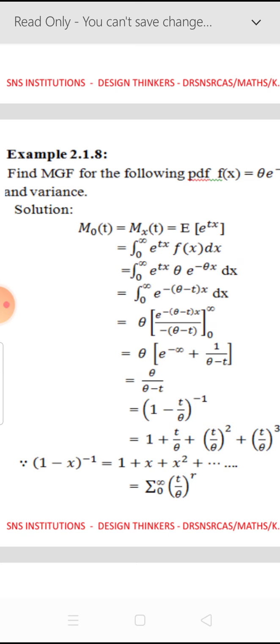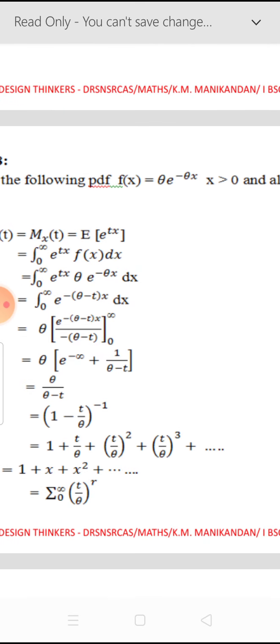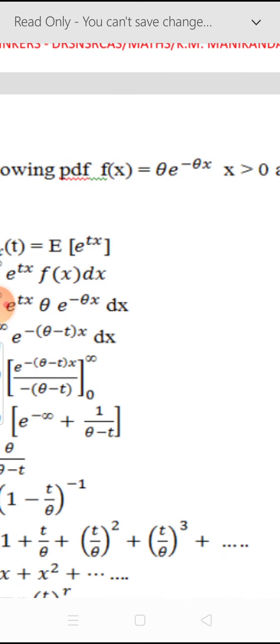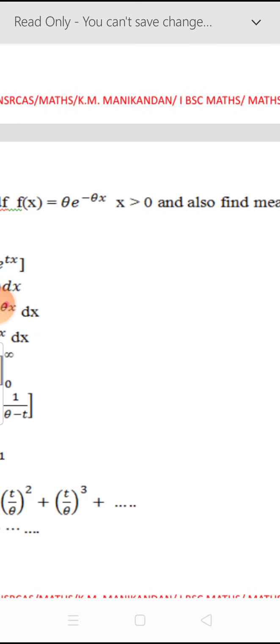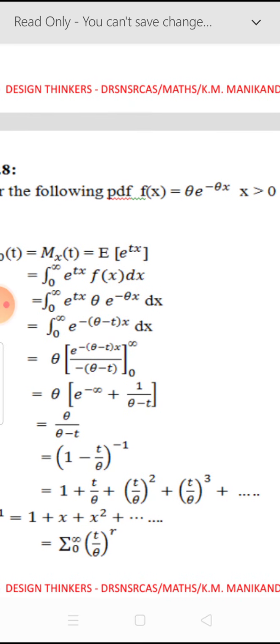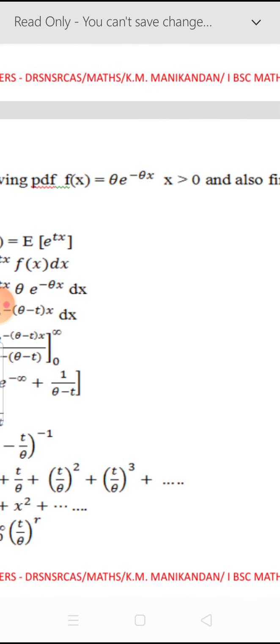We see one more example: the moment generating function for the function f of x equal to theta into e power minus theta x, x greater than 0. Here x takes values between 0 to infinity. From this you have to find the mean and the variance. We have already seen that the moment generating function is used to find the moments, that is mu1 dash is the first moment and mu2 dash is the second moment. With the help of mu1 dash and mu2 dash we can find the variance.